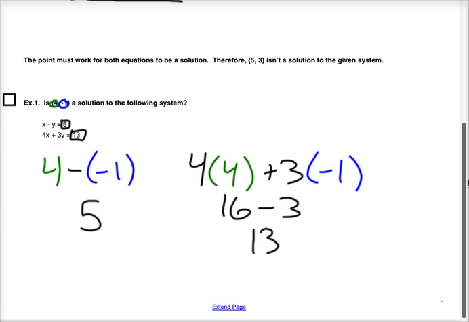So in this instance, it actually ends up working in both equations. We got what we needed. So this one, the answer is yes. This point does work because it gave you true statements in both equations.